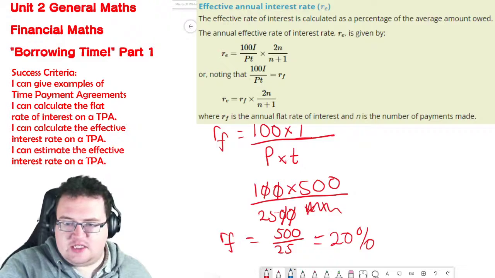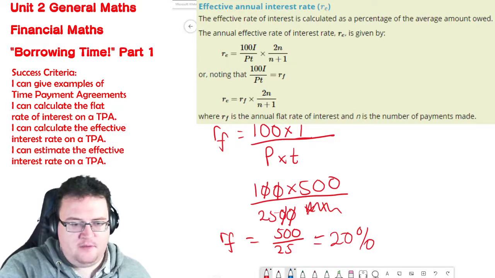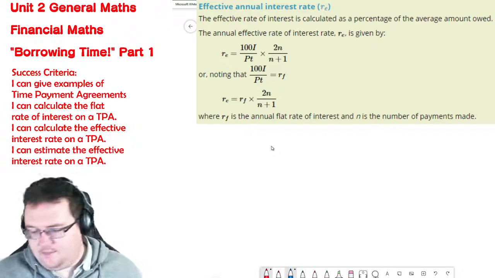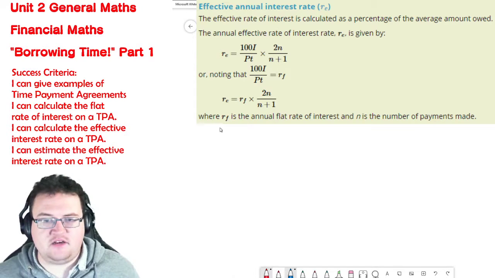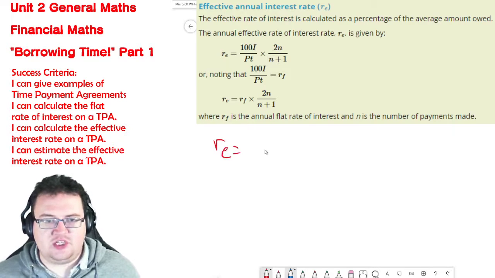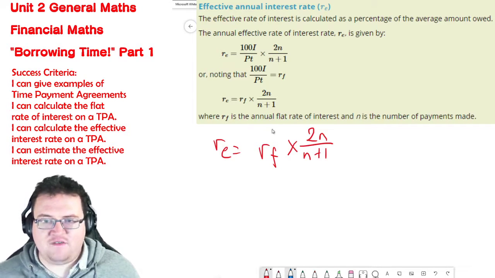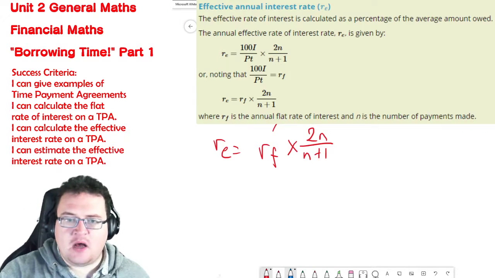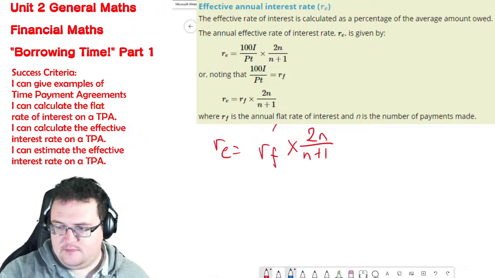So if I take my situation again and I use the formula that's up here, I have what is called an effective rate of interest, which is equal to RF times 2n over n plus 1, where RF is this number here, and n is the number of payments that I have made.